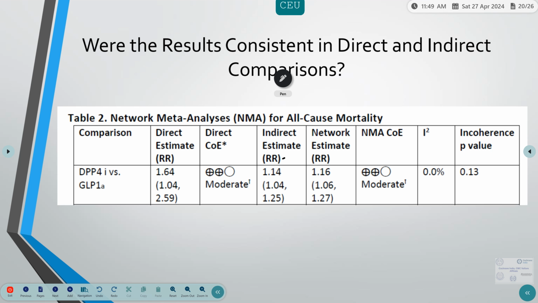From the results we can see that the direct and indirect estimates are comparable, especially when we look at the confidence intervals. It is somewhat comparable; the indirect estimate had a smaller confidence interval. Other than that, it is comparable, and the network estimate also is comparable.